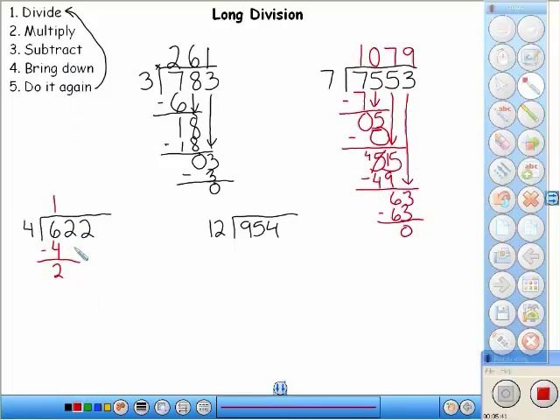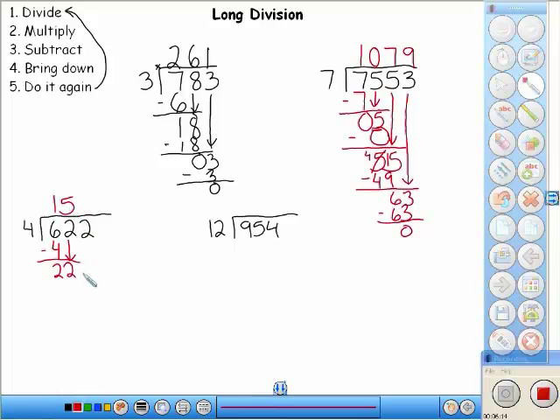Then we're going to bring down the 2, and we're going to do it again. Notice, the steps have never changed. The numbers have changed. We can have a bigger problem, smaller problem, but the steps always remain the same. So we're going to do it again. How many times does 4 go into 22? 4 times 1, 4, that fits. 4 times 2, 8, that fits. 4 times 3, 12, that fits. And if you keep going up, we'll know that it goes in 5 times.